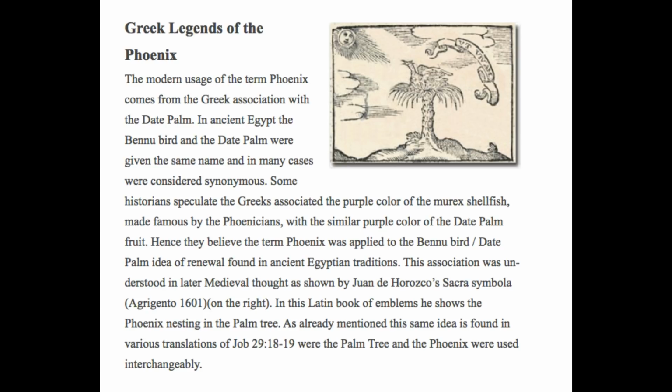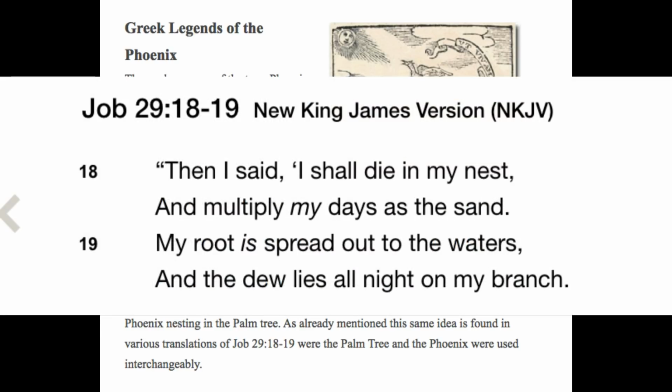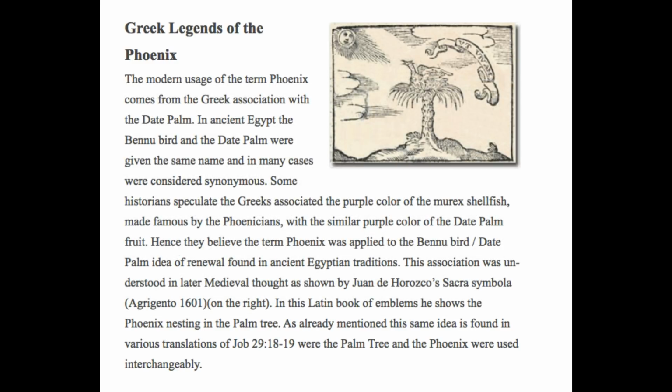on the right. Picture right here, as you can see. In this Latin book of emblems, he shows the phoenix nesting in a palm tree. As already mentioned, this same idea is found in various translations of Job 29:18-19, where the palm tree and the phoenix were used interchangeably. So again, we're going to start seeing this again, like I said.